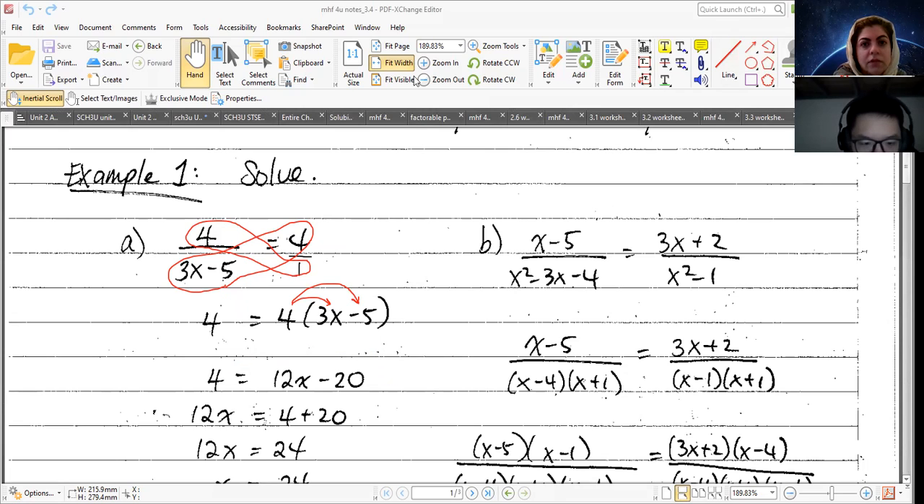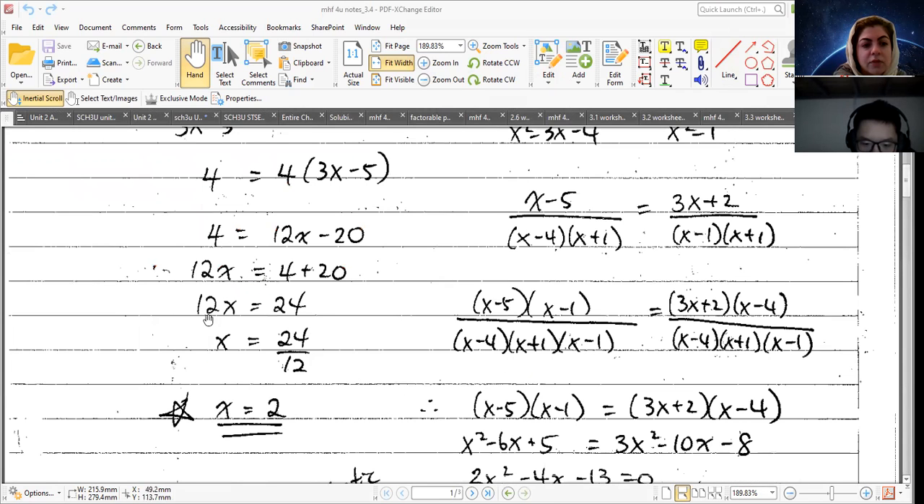What do we do here? We move negative 20 to the other side. So it becomes 4 plus 20, right? And the 12x, you just leave it there. So 12x is equal to 24. Next step is you just divide both sides by 12. Any question, Theodore?